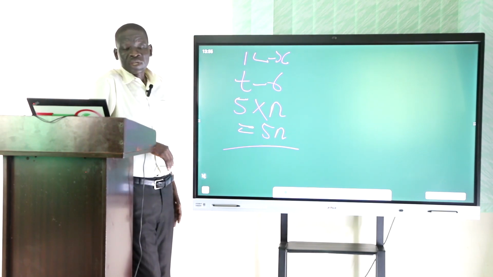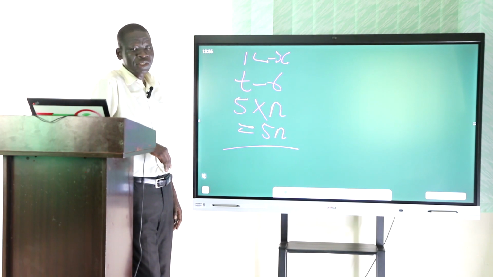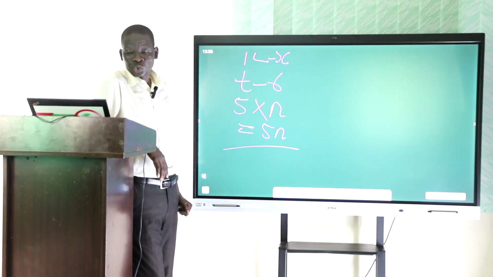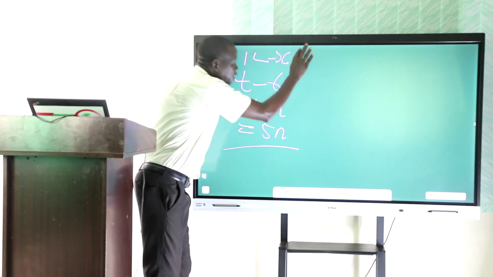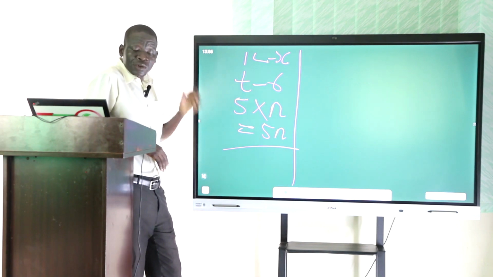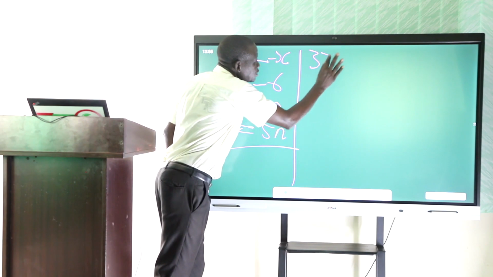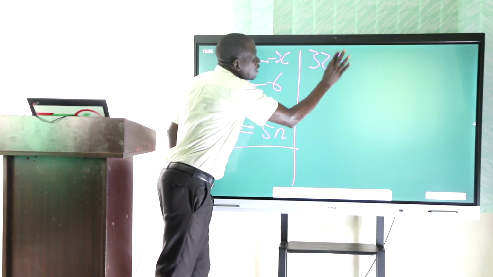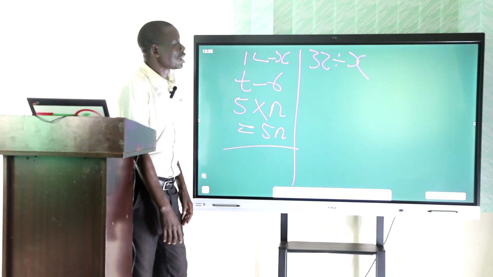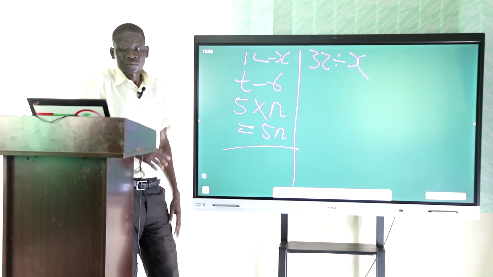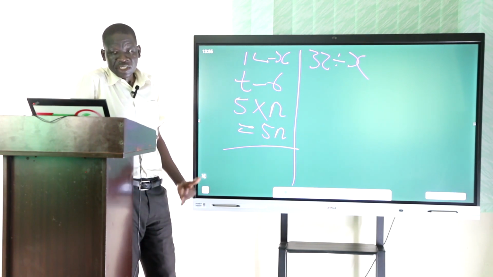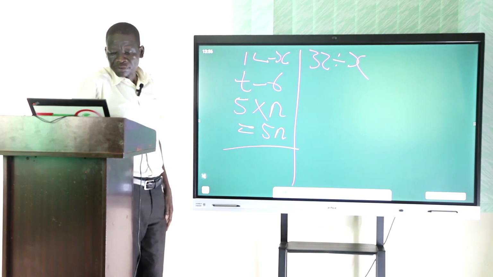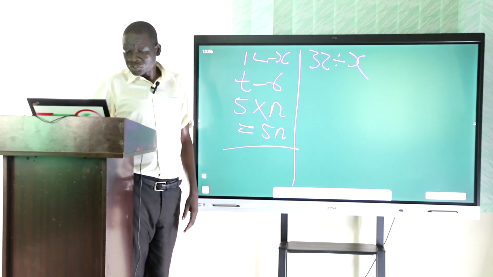We can also have another statement like 32 divided by a number x. This one will be written as 32 divided by x. So I've put it in short form. The short form of writing statements mathematically is what we call algebra. So that is how we form algebraic expressions.